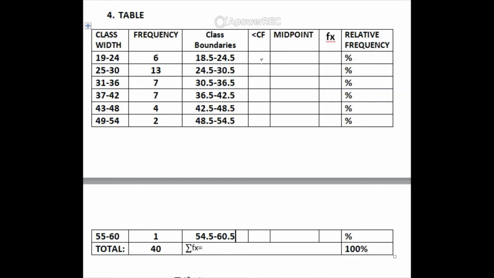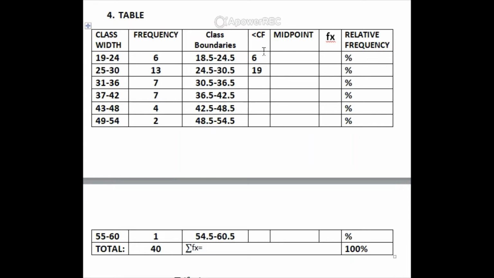Next ay ang less than cumulative frequency. Paano ba ito kunin? Dito lang tayo titingin sa frequency na ito. To get the less than cumulative frequency, since wala naman tayong upper frequency, kundi ang 6, siya ang unang frequency, yan din ang unang less than cumulative frequency. For the next less than cumulative frequency, i-add natin yung first frequency sa ating second frequency. So, 6 plus 13, that will become 19.